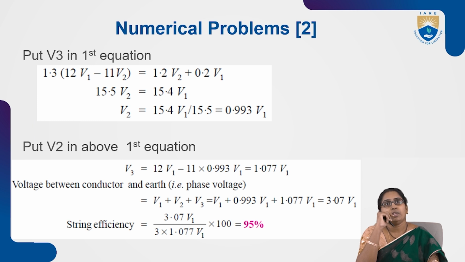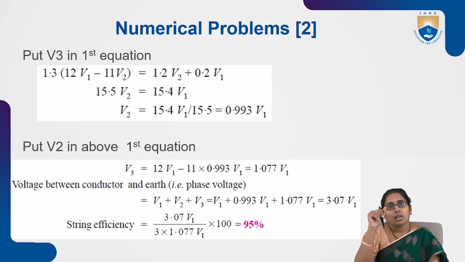Next step, put V2 in the above first equation. So V3 is obtained as 1.077 V1. So now finally we have V2 in terms of V1, V3 also in terms of V1. Finally, the total voltage is given by the sum of V1, V2, V3. So V1 plus V2 is 0.993 V1, V3 is 1.07 V1. So finally that is 3.07 V1.